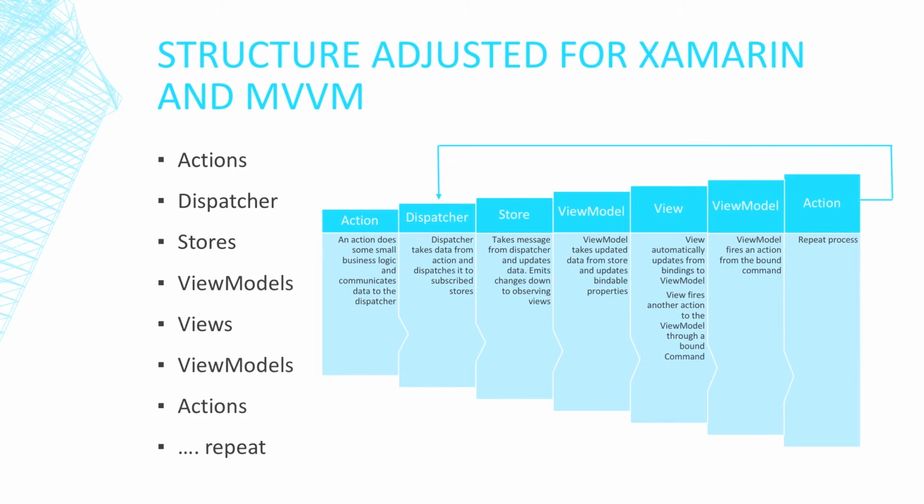So here's that structure adjusted for Xamarin on top of MVVM. Our action talks to the dispatcher, updates through the store, but rather than having the view subscribe to the store, we're going to have a view model on top of the view. That's going to take the data from the store and update its bindable properties, which are bound to the view through our two-way MVVM bindings. So the view is automatically going to update from those binding changes, and then the view is going to take in a user interaction, but rather than sending it right to an action, it's going to fire a command through to our view model, and that command is going to fire an action, which again cycles back to the dispatcher, and it all starts over again.